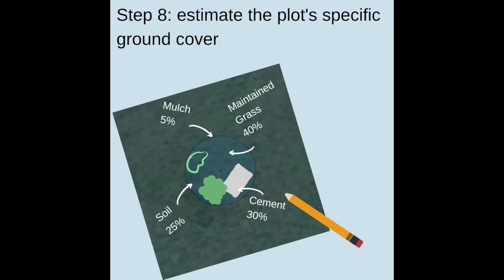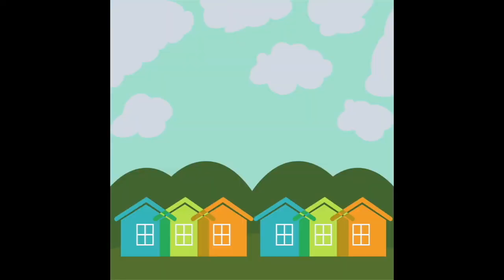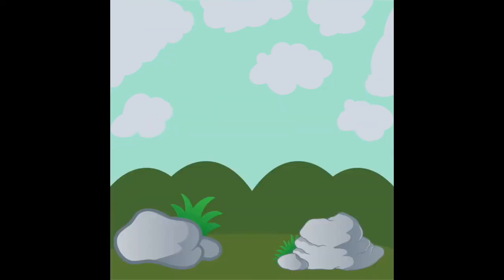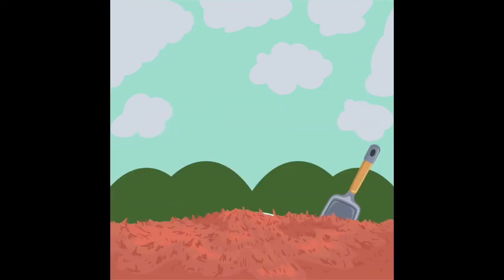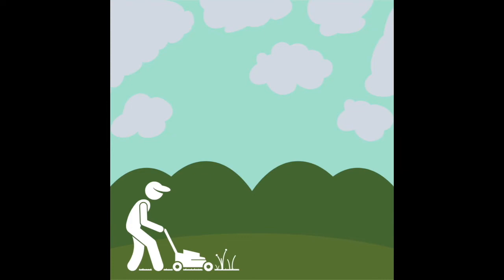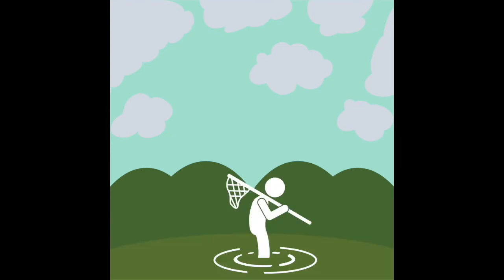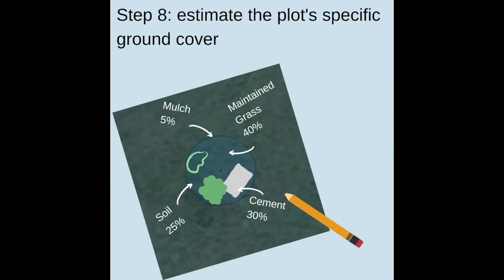There are some categories to record these under. These are pre-selected by the iTree Eco assessment software. They include building, cement, tarmac, rock and stones, soil, mulch, herb and ivy, maintained grass, unmaintained grass, and water. Try and guess these to the nearest 10%, and altogether they will need to add up to 100%.